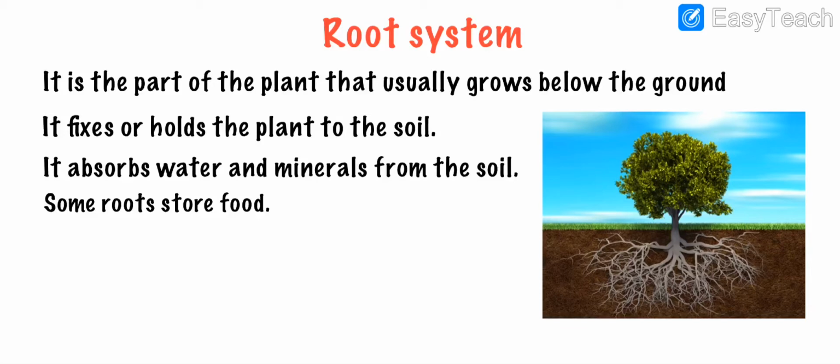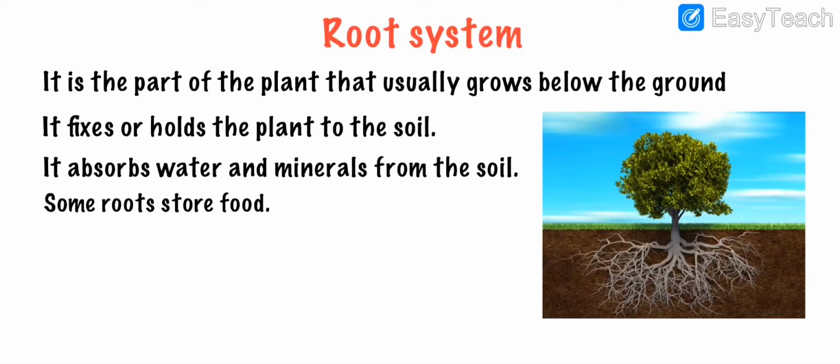The other function of the root is to absorb water and minerals from the soil. Children, as we all know, a plant is a living thing. So for its growth and development, it needs water and minerals. From where does the plant get minerals and water? The plant gets its nutrients and water from the soil. And the root is responsible for absorbing this water and these minerals from the soil.